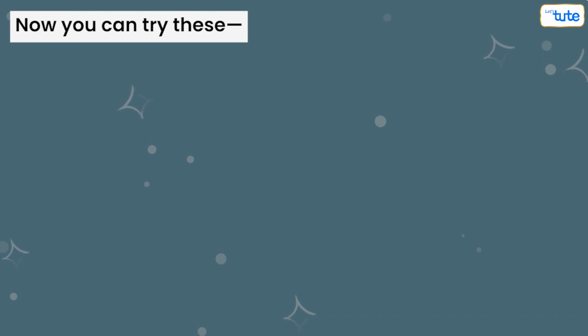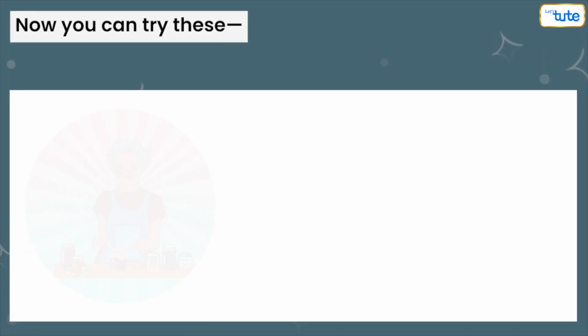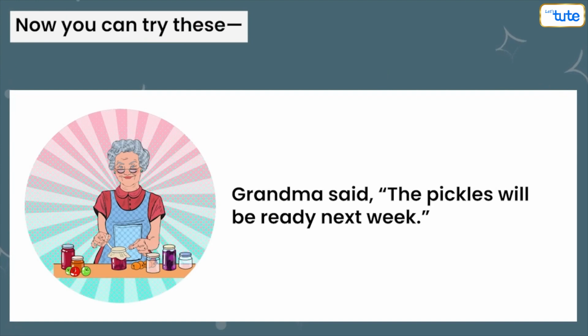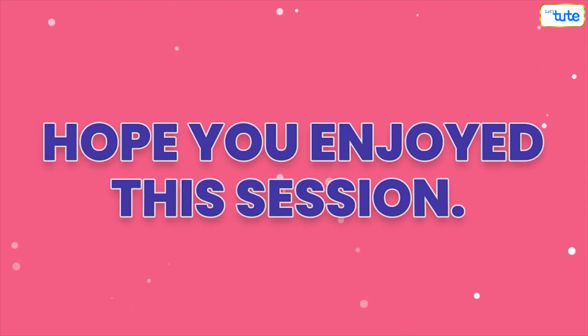Now you can try these. He said, "Water boils at 100 degrees centigrade." Grandma said, "The pickles will be ready next week." She said, "She likes ice cream." Hope now you find direct and indirect pretty easy. Thank you.